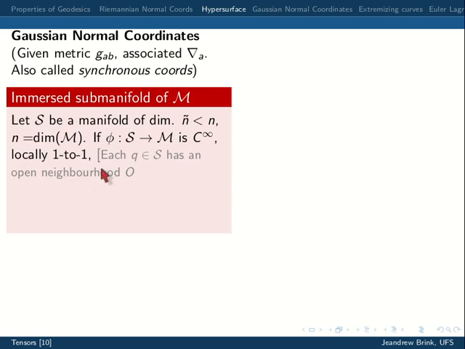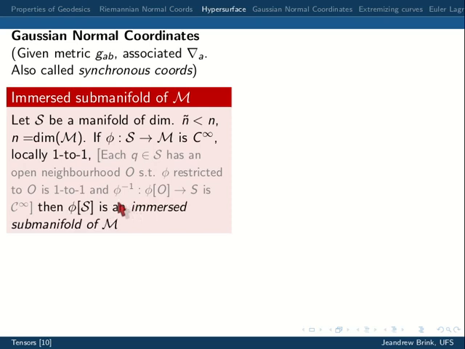Okay, so what that basically means is for each Q in S, it has an open neighborhood O such that phi restricted to O is one-to-one. Okay, and therefore the inverse exists. In other words, the inverse applied to the image of O can actually map it back to S. Okay, and that's also C infinity. Okay, and then phi of S is an immersed submanifold of M.